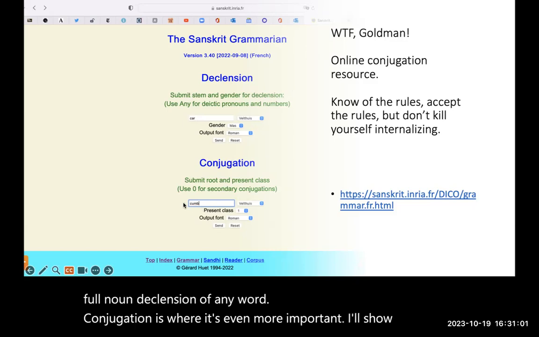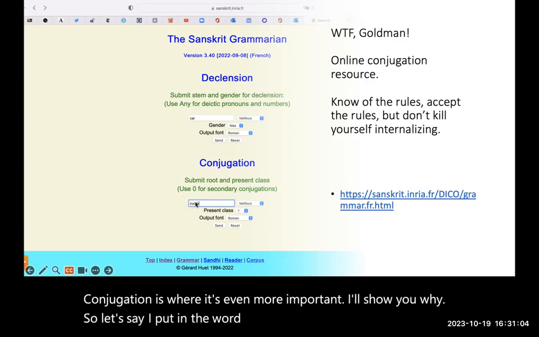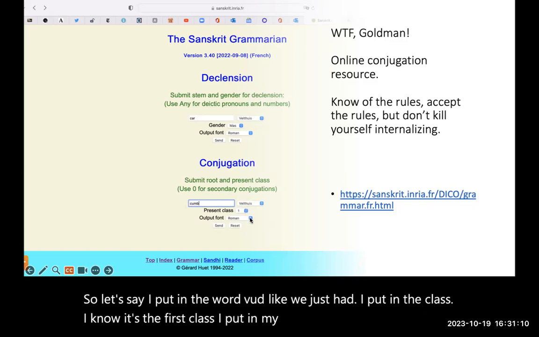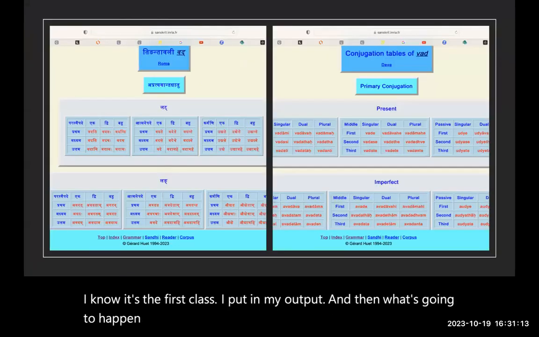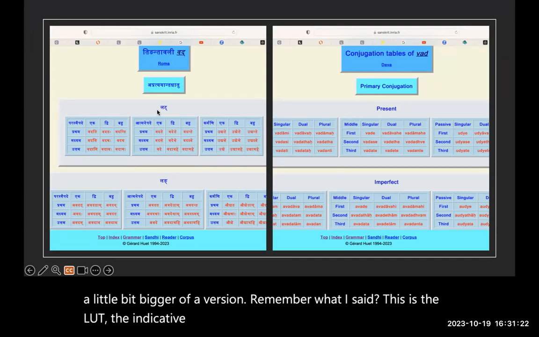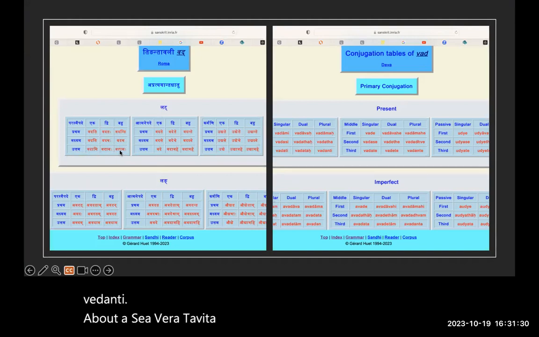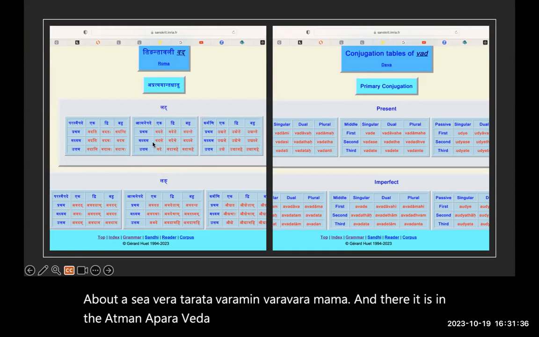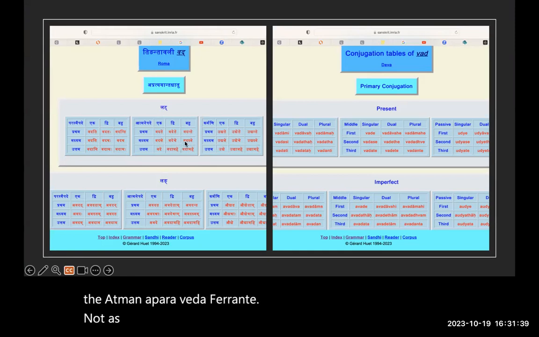I'll show you why. So let's say I put in the word vad, like we just had. I put in the class, I know it's the first class, I put in my output, and then what's gonna happen? This happens. So if you look, and I'll have a little bit bigger version. Remember what I said? This is the lat, the indicative form. Here are all the lats. Vadati, vadatah, vadanti, vadasi, vadathah, vadatha, vadami, vadavah, vadamah. Oh, and there it is in the Atmanepada. Vadate, vadete, vadante, vadase, vadethe, vadadhve, vade, vadavahe, vadamahe.